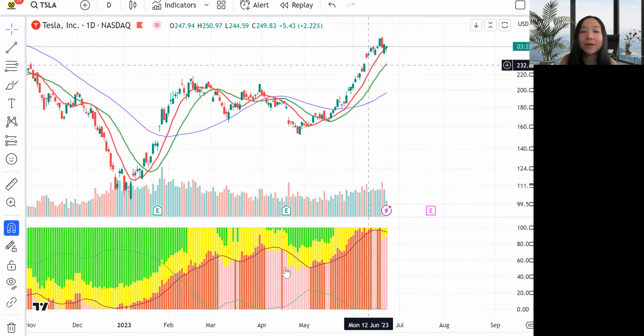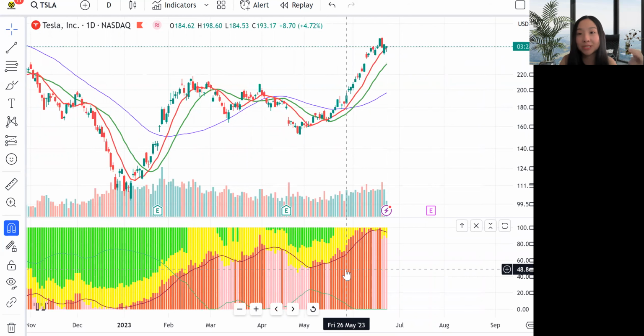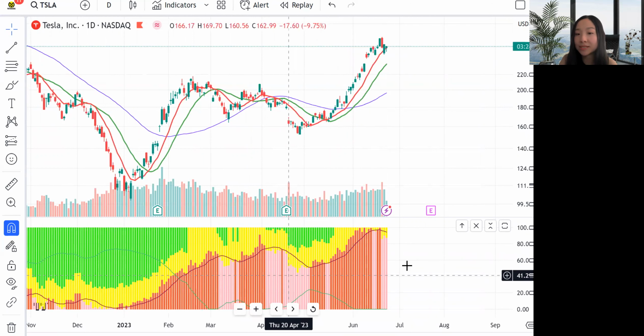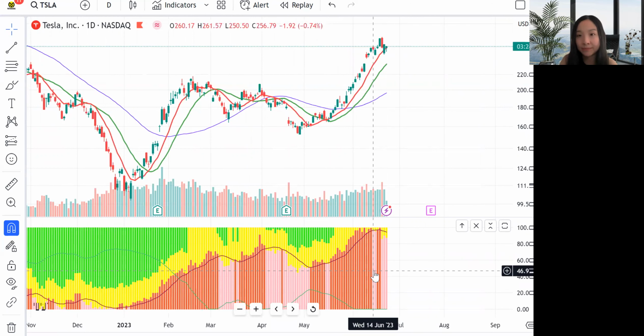And you can see this is another indicator. It's one of my favorite indicators. I will teach you in the course how to use it. And we are in the red zone. As long as the red zone is still above 50, we are still very safe, okay? So this is Tesla. Then another stock is Nvda.